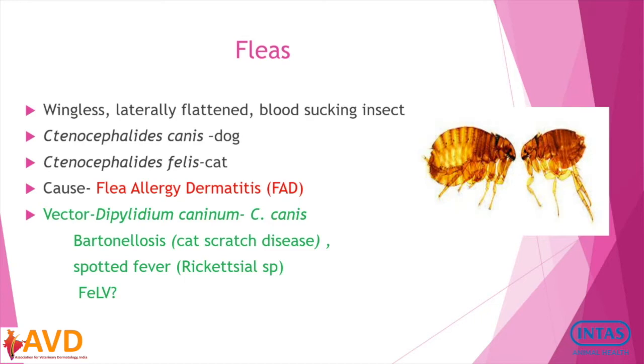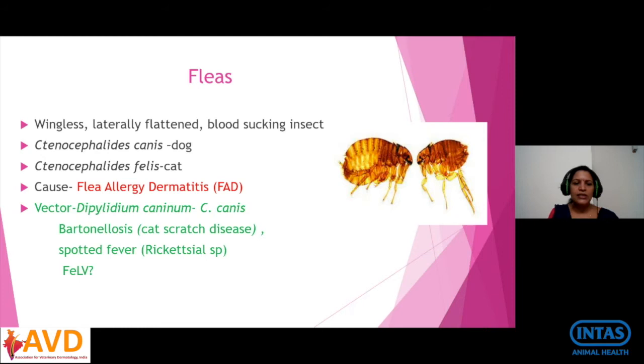Next come the fleas. Fleas are wingless, laterally flattened, blood-sucking insects. The main fleas affecting dogs and cats are Ctenocephalides canis and Ctenocephalides felis; Ctenocephalides felis mainly affects cats. It is a vector for Dipylidium caninum, causing tapeworm infestation. It also causes Bartonellosis, cat scratch disease, a zoonotic infection that can also occur in humans. Cat flea excreta can cause this infection.